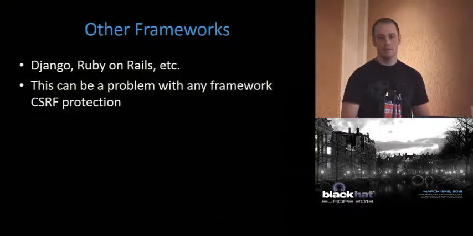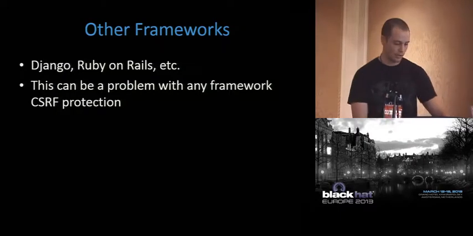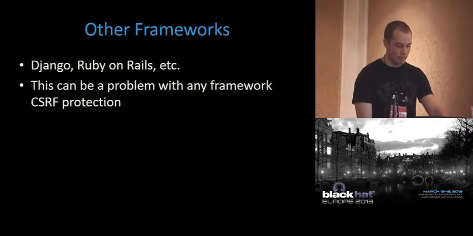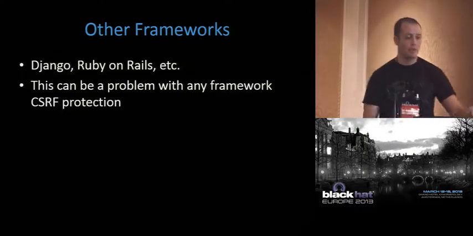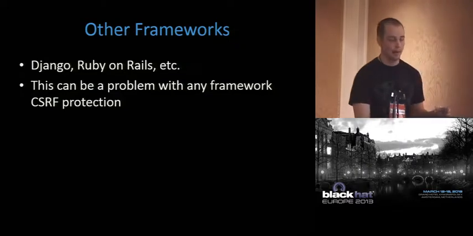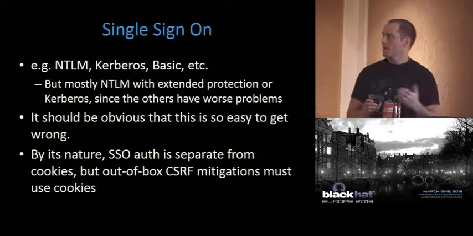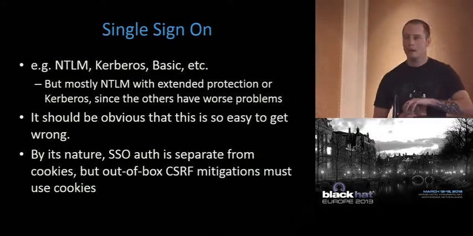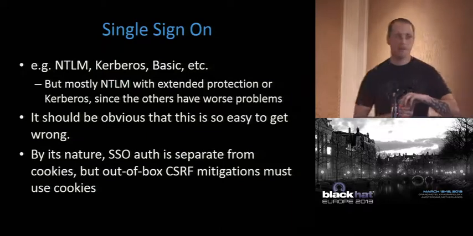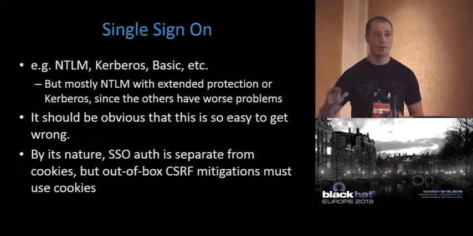Other frameworks obviously have the same problem because these frameworks can't always know where the user is coming from. So Django, Ruby on Rails, sometimes it's worse. And it can be a problem with any framework that tries to mitigate CSRF across the board because a lot of the time they don't know how we're authenticating. Single sign-on apps, this is also super common. If you think about a Kerberos app or an NTLM app, it should be obvious that this is so easy to get wrong because we're authenticating at the IIS level or the Apache level.